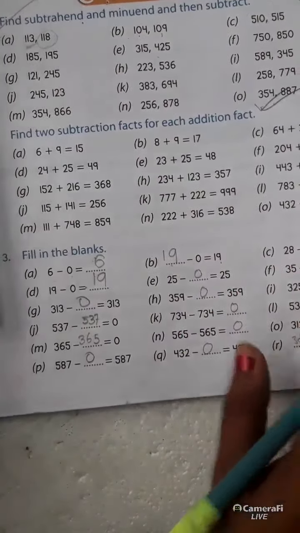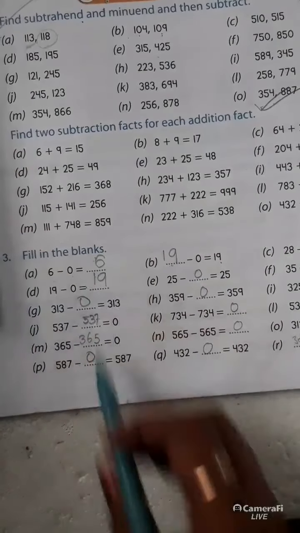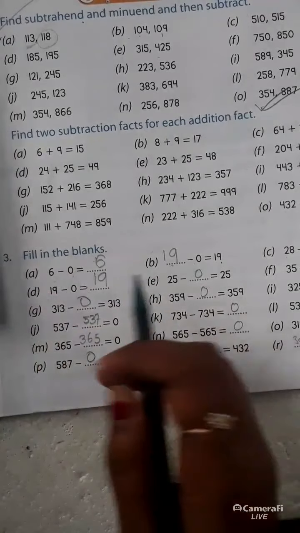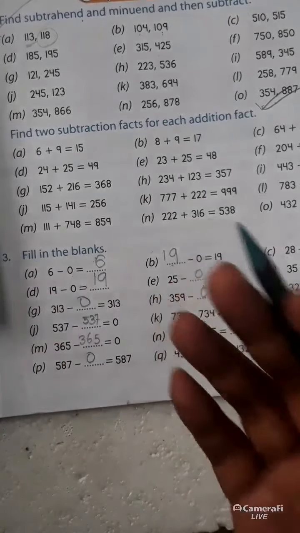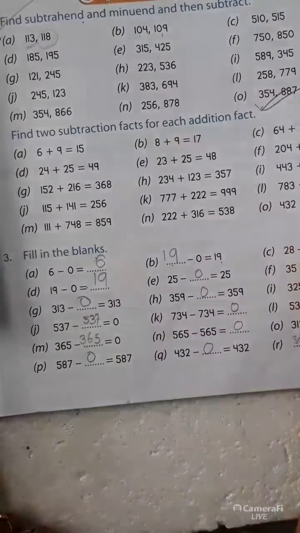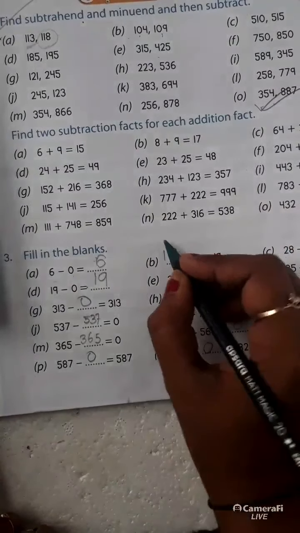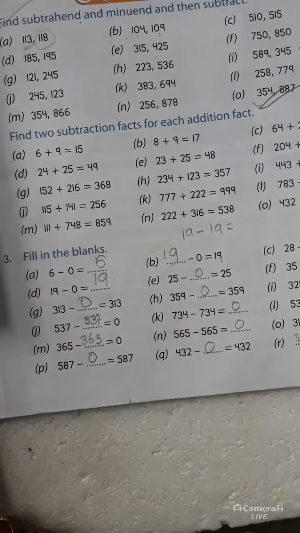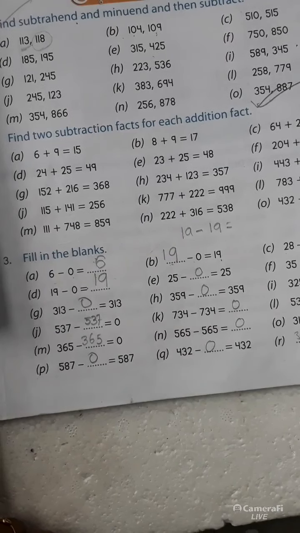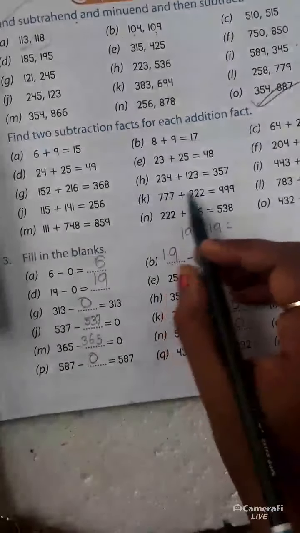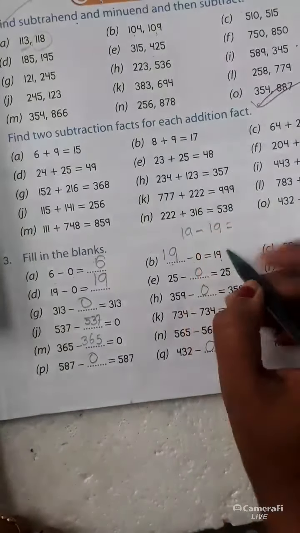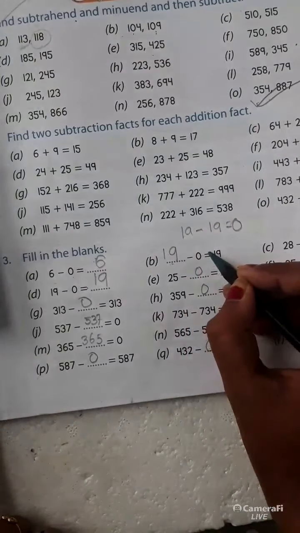Now coming to our book, fill in the blanks. Yes, it is written over here, fill in the blanks. As I taught you also, whenever a number is subtracted from itself, the difference will be 0. Suppose 19 minus 19. So the answer will be 0. Okay. So when we subtract any number from the number itself, the answer will be 0.